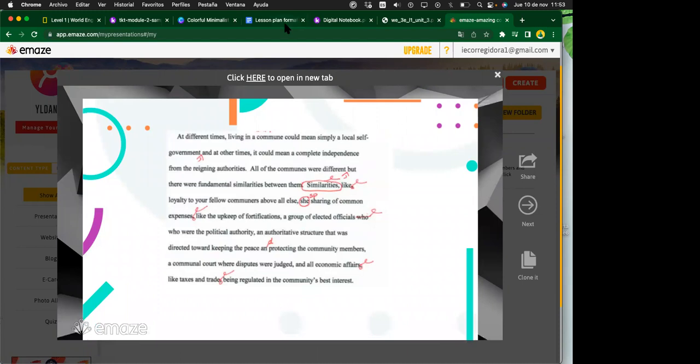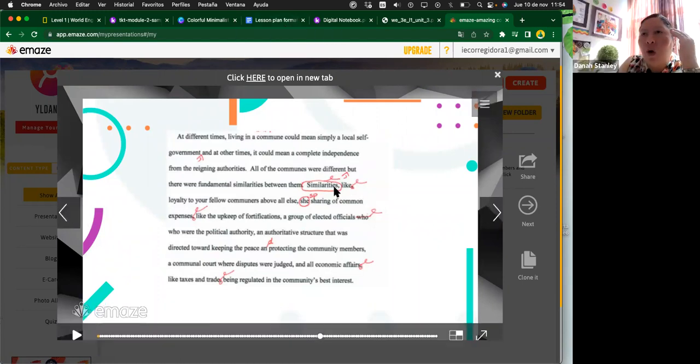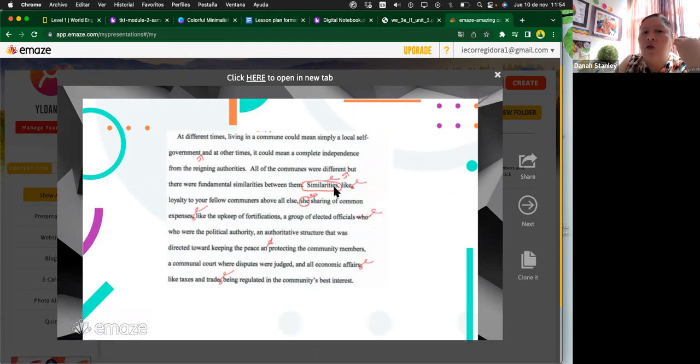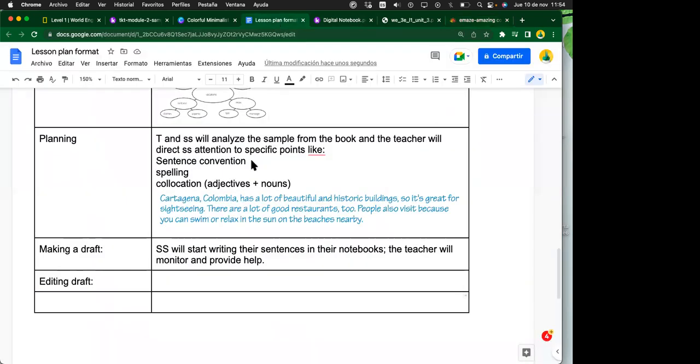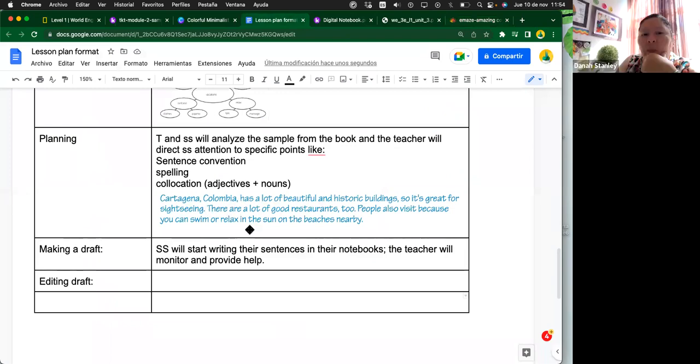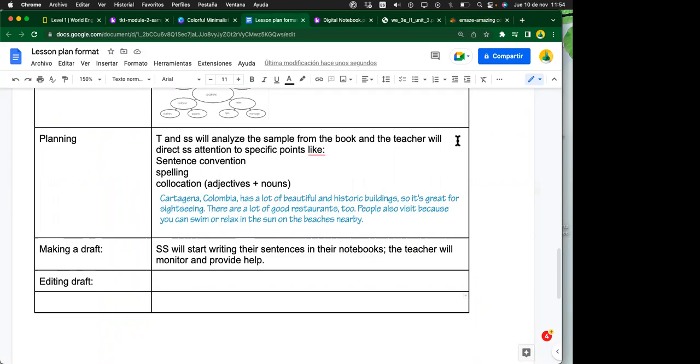Okay, but we are not writing down any notes. No, just highlighting. So you are forcing your students to analyze and think. Okay, I got it. If they have the example, what do you think they can do? Copy from the example. Or compare.